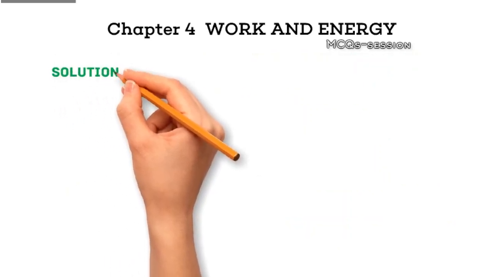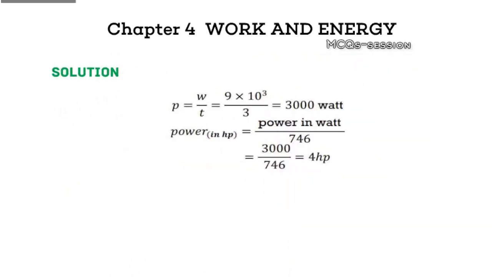Explanation: power is calculated as energy divided by time. Converting 9,000 joules over 3 seconds to watts and then to horsepower shows that the power is approximately 4 horsepower.